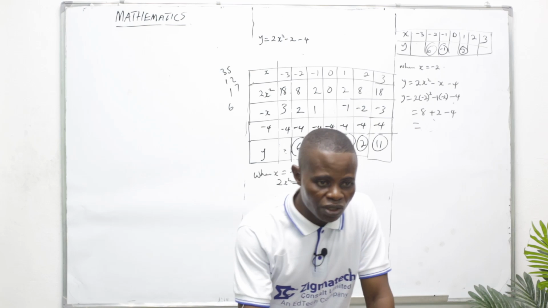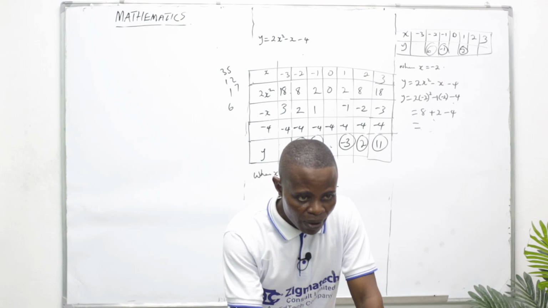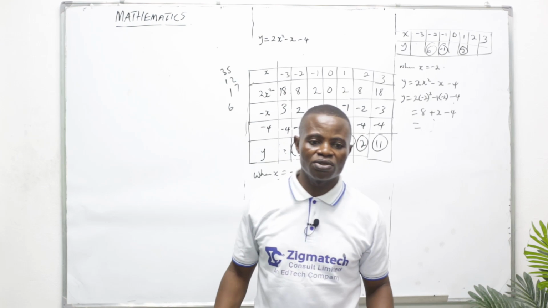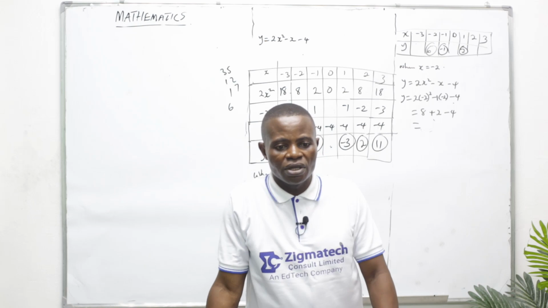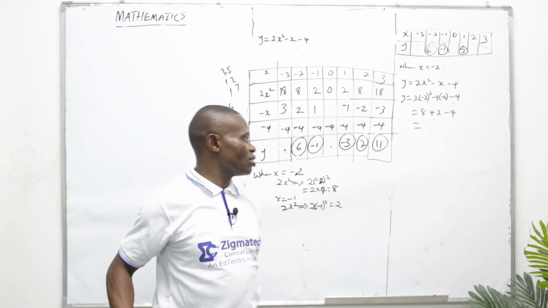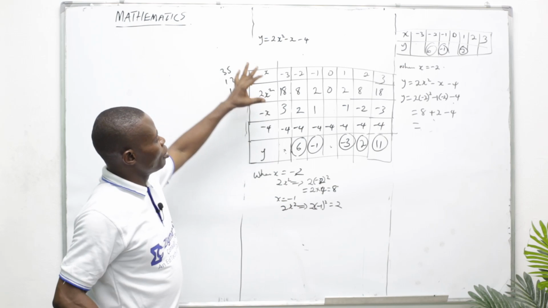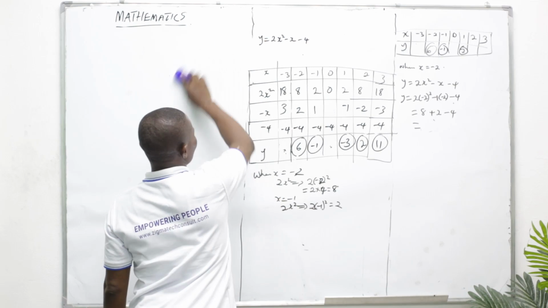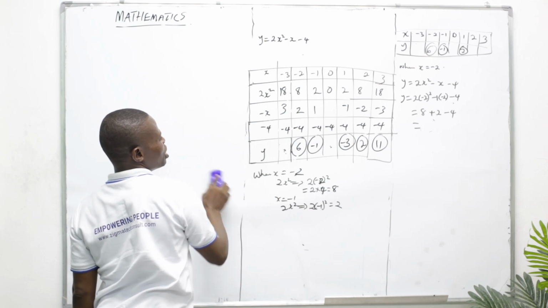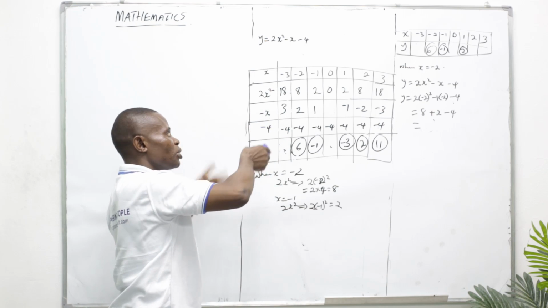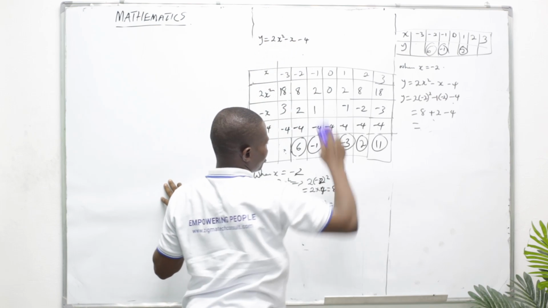The next thing is to follow the next instruction. They say using a scale of 2 cm to 1 unit on the x-axis and 2 cm to 2 units on the y-axis, draw the graph of y. This is that simple thing. So, since we're not using graph board here, what you do is just a sketch. But then, if you know what you're doing actually in graph, you can plot it perfectly without no problem.